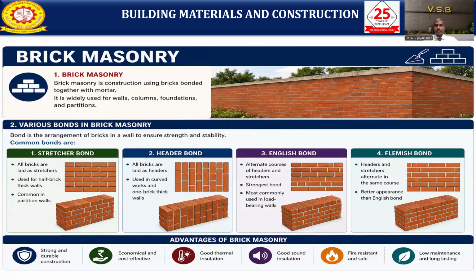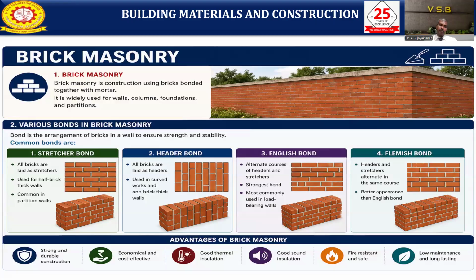The common bonds we use are stretcher bond, header bond, English bond, and Flemish bond. So stretcher bond, what is that? All the bricks are laid as stretchers, in the lengthwise direction. The wall thickness is half brick. We need to keep all the joints uniform when taking the stretcher bond.